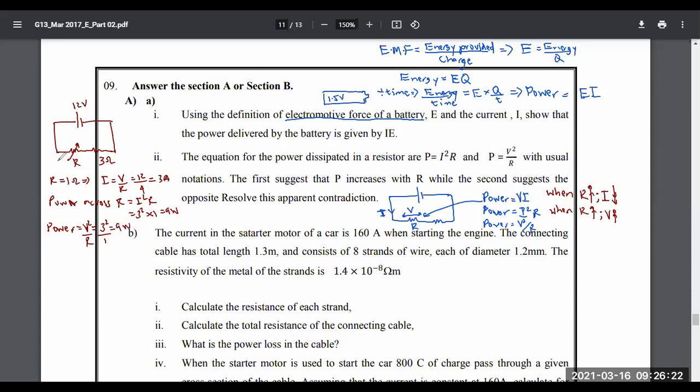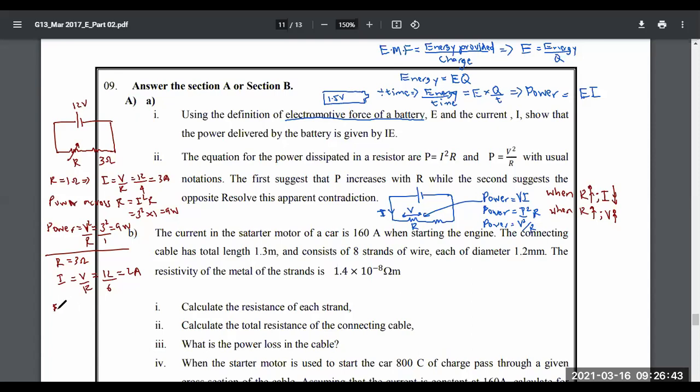Right. And when you increase R, what happens? Let's say R is now 3 ohm. When R is 3 ohm, current is going to be how much? V over R. The total voltage in the circuit is 12 and the total resistance is 6 this time. And that is 2 ampere.